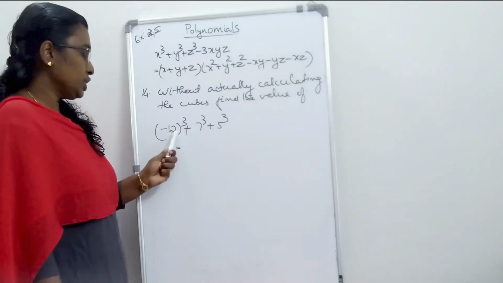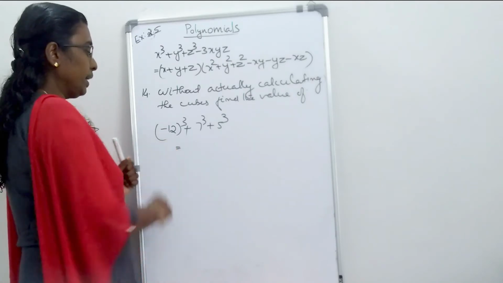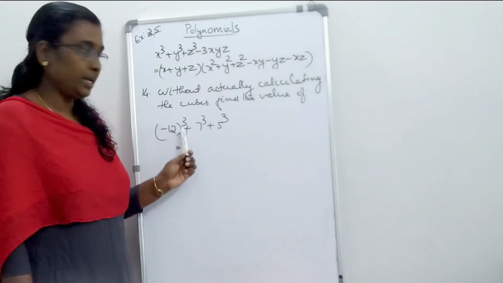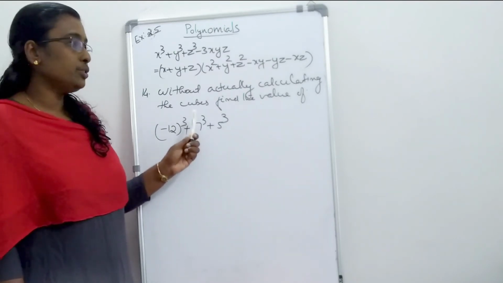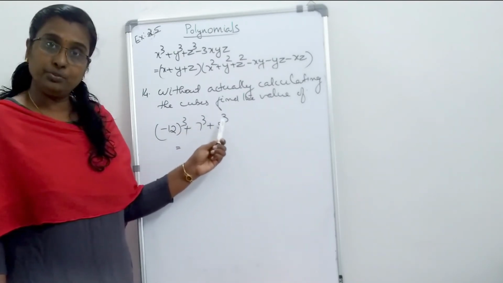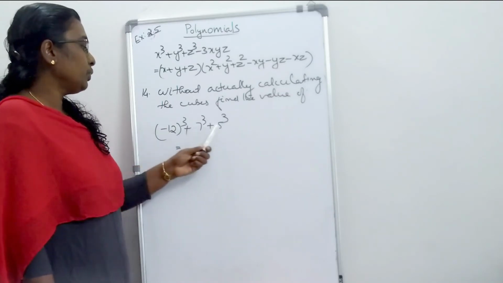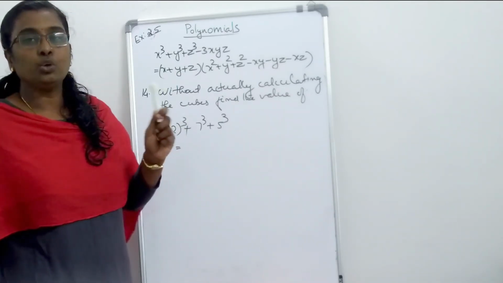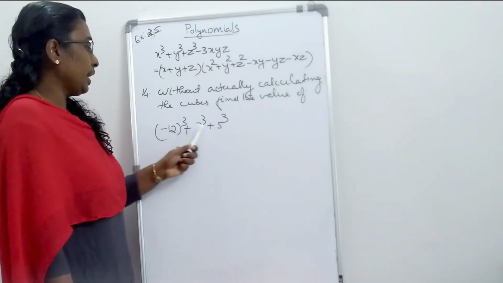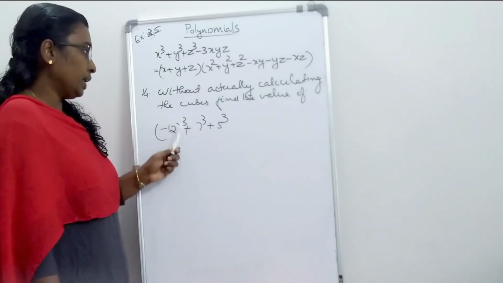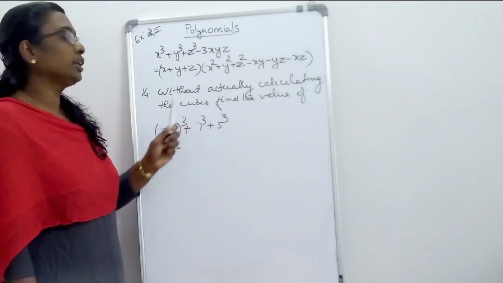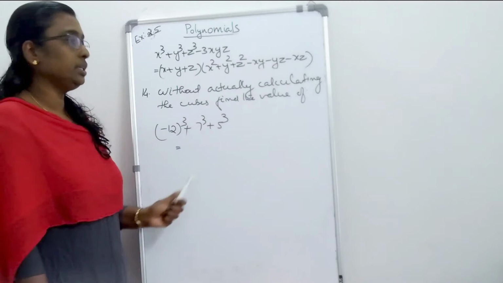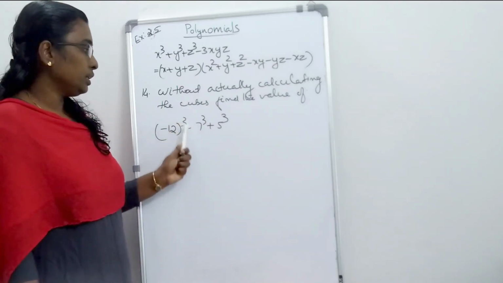If you calculate this by finding minus 12 the whole cube, minus 12 into minus 12 into minus 12, and 7 cube is 7 into 7 into 7, 5 cube is 5 into 5 into 5. If you calculate this using that method, you get 0 marks. So we can calculate this without actually calculating the cubes. We have to find this value without actually calculating the cubes. How can we calculate this?